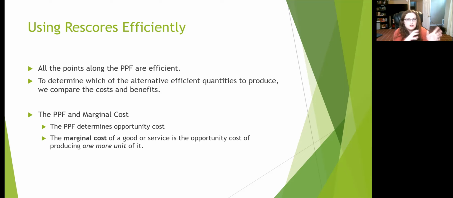So to determine which of these alternative efficient quantities to produce, we have to compare the costs and benefits. In a world with 15 million sodas and absolutely no pizzas whatsoever, there's some cost and benefits there, right? Like, it's cool, we get the benefit of all the soda, but there's the cost of, like, we have no food. So we're going to compare these to figure out where exactly we want to be. How do we compare these? Well, we do this through the ideas of marginal cost and marginal benefit.